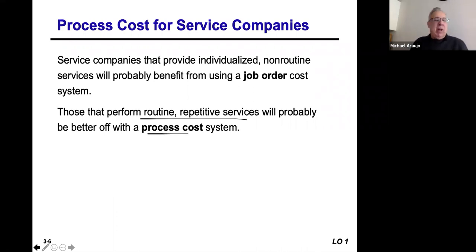Same thing for H&R Block. If you go to any of the other tax services around tax time, they're basically spitting out general forms for federal income taxes and state income taxes. It's the same over and over again. They're not doing anything really special or unique for the most part. Everyone has to fill their taxes out and file taxes to get a refund. So using a process cost system for an H&R Block or other tax business would be reasonable to do.